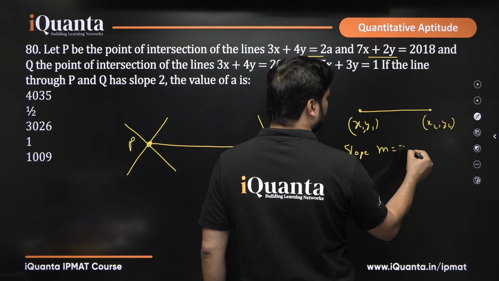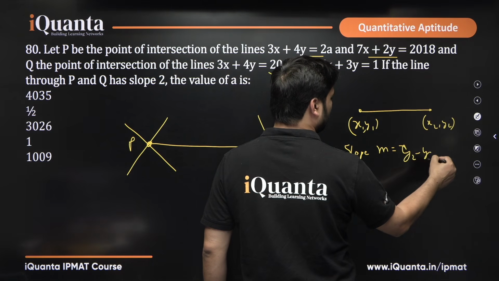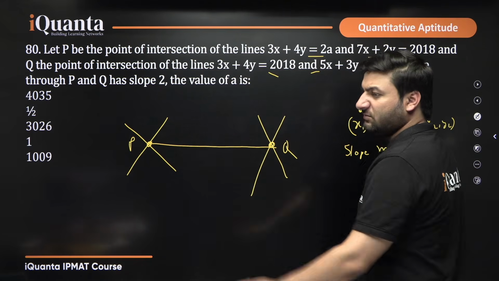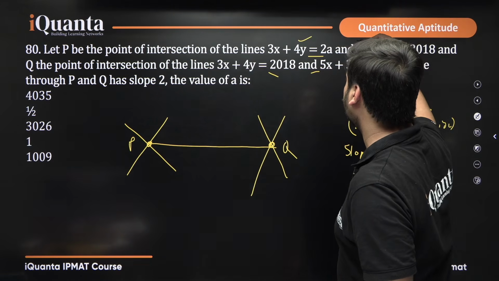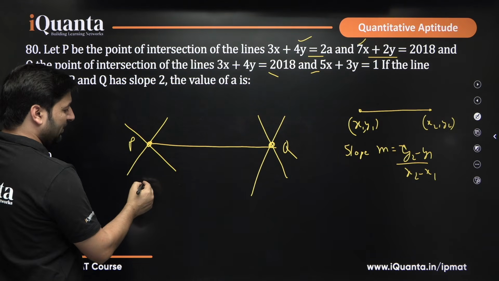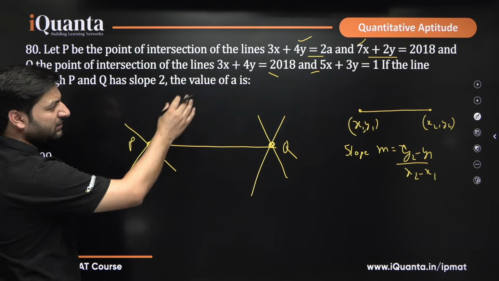Slope is (y2 minus y1) upon (x2 minus x1), okay. So, you basically have to get the intersection points. You know how to get intersection points: you solve these two equations, you will get the intersection point, and find out the value of x and y. So, you have this, okay, I'll show you how to find out the intersection point of one line.